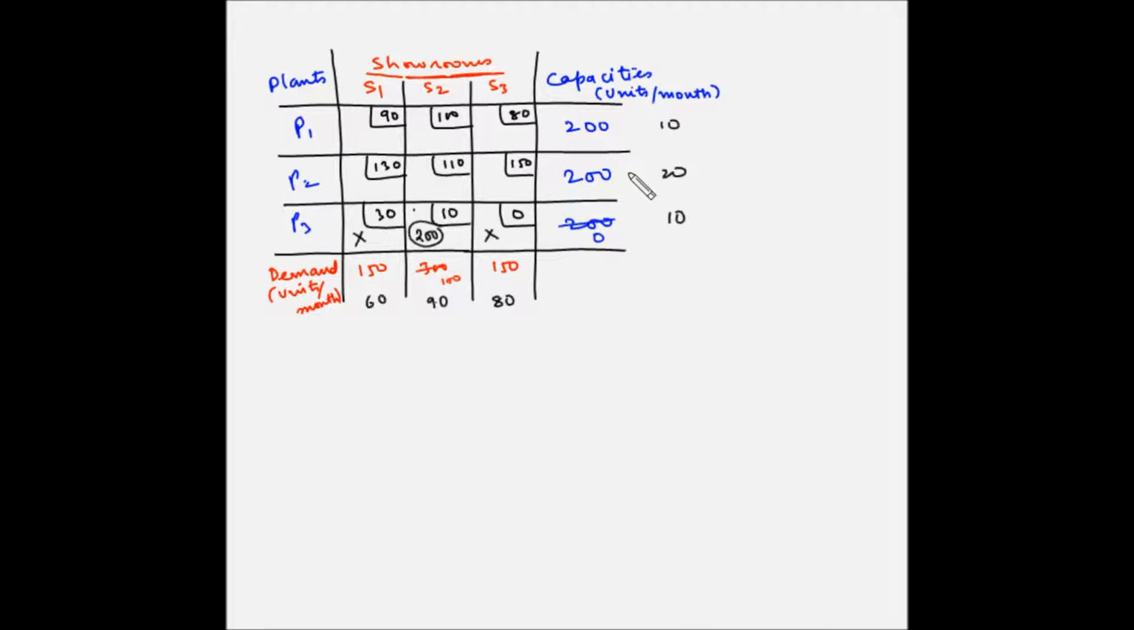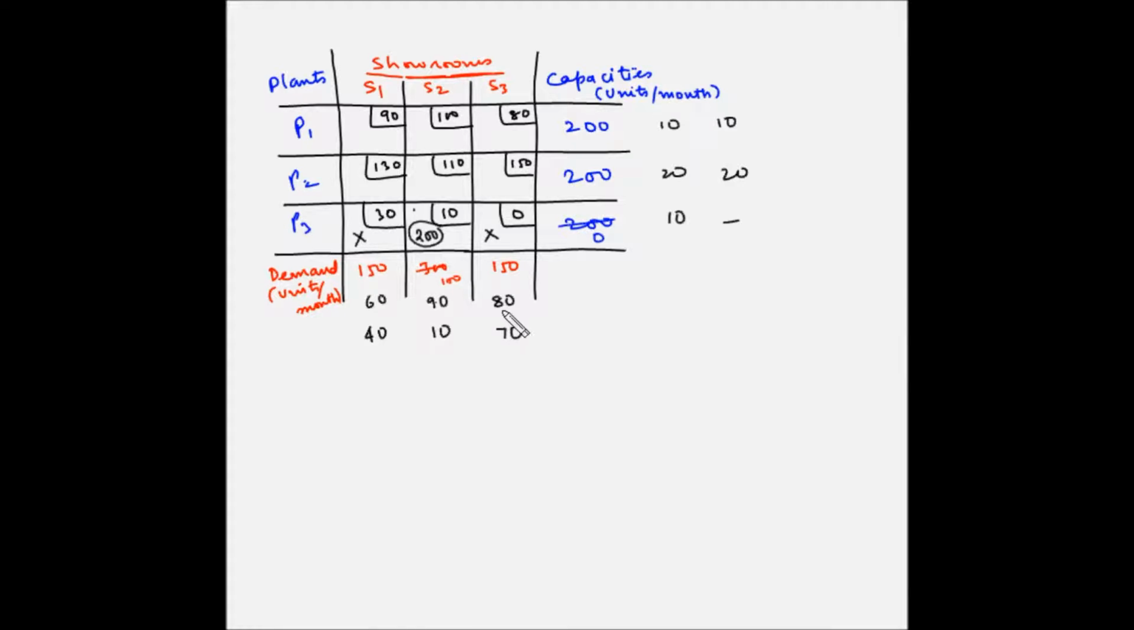Now let's redetermine the row and column differences. So for the first row, again 90 minus 80 is 10. For the second row, again 130 minus 110, which is 20. Third row we can skip as it is completely allocated. For the first column, 130 minus 90, which is 40. For the second column, 110 minus 100, which is 10. And for the third column, 150 minus 80, which is 70. Now let's find out the row or column with the largest difference. So that is the third column.